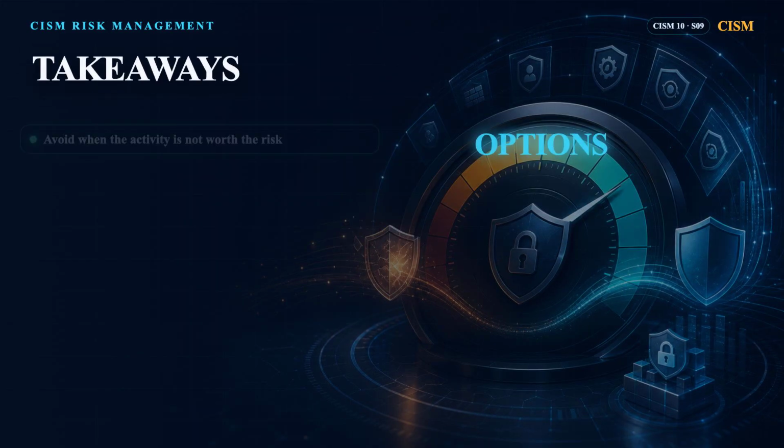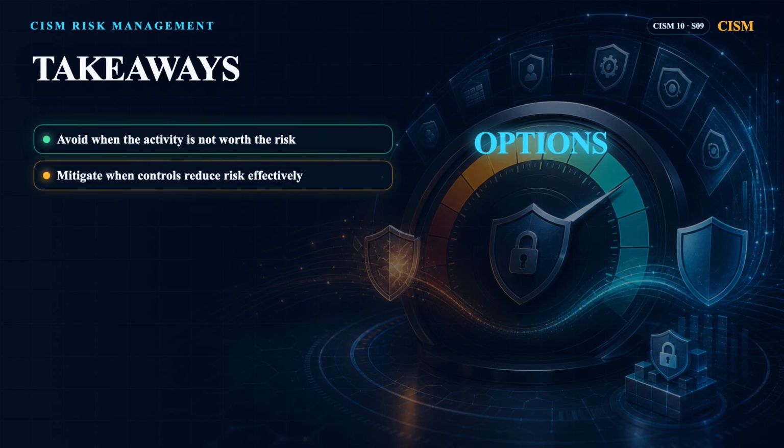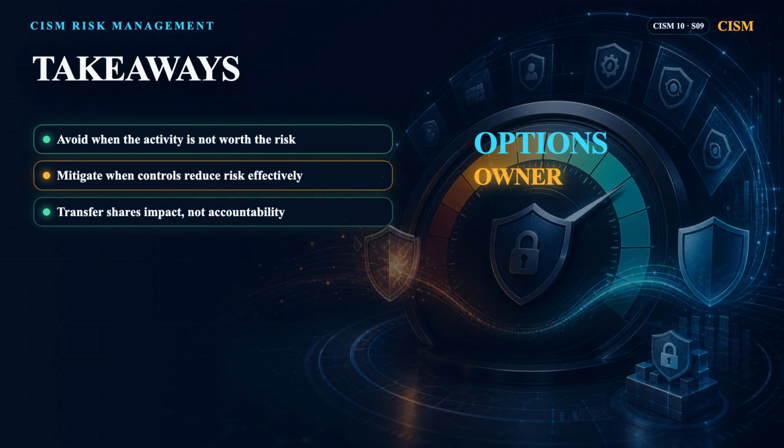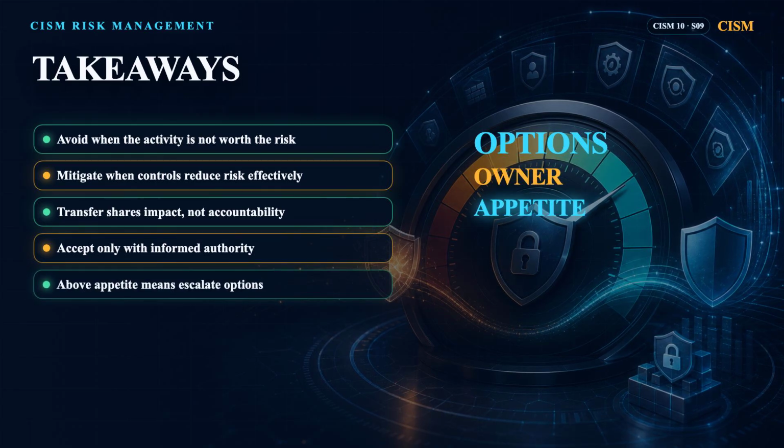Remember the CISM pattern. Avoid when the activity is not worth the risk. Mitigate when controls reduce risk effectively. Transfer shares impact, not accountability, except only with informed authority. If residual risk is above appetite, escalate treatment options to the accountable owner.